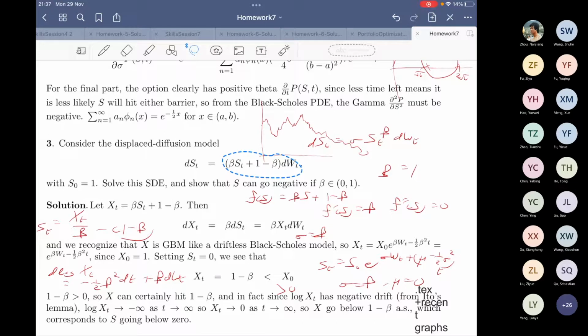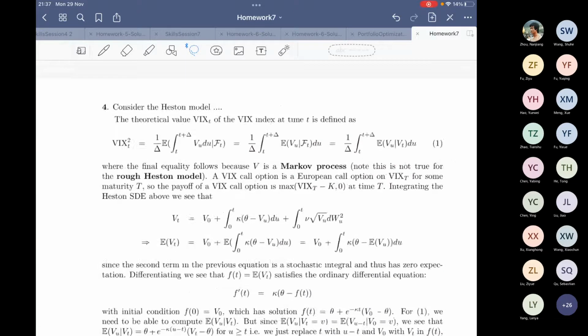But if the maturity is small, then the probability of that happening is quite small. So it still can be quite a useful approximation. It's a bit of an ugly approximation, but it's still quite a practically useful one. So anyway, that's the end of that question. And the last one, yeah.